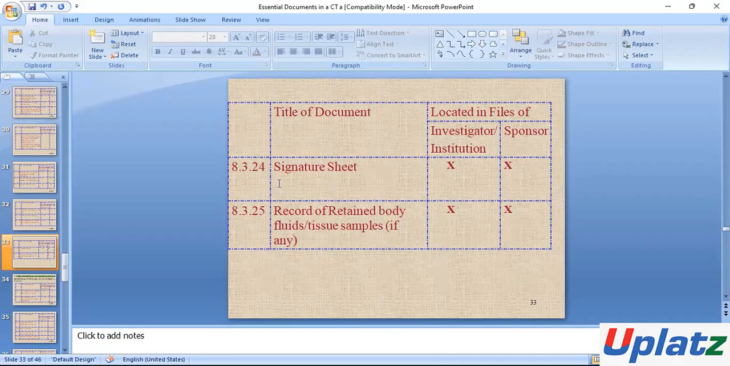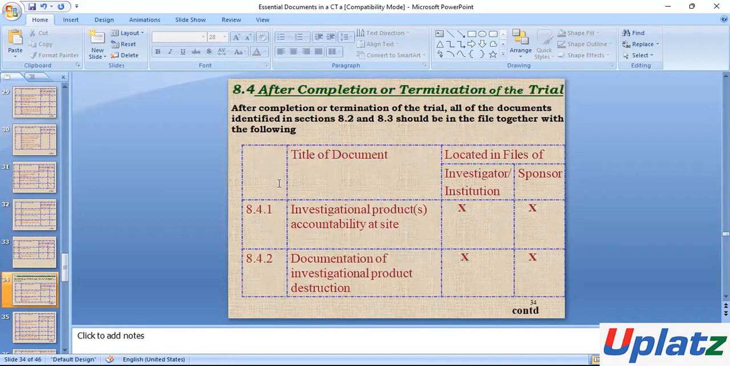Next is after completion or termination of the trial. Together with all the documents from before and during, this is the list of documents after completion. Again, in the same way, investigational product accountability at site.